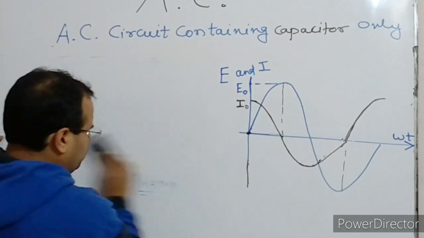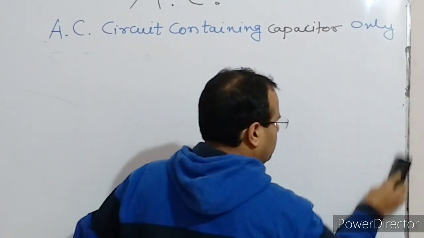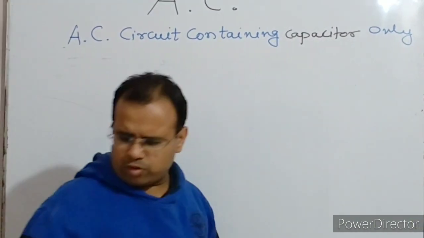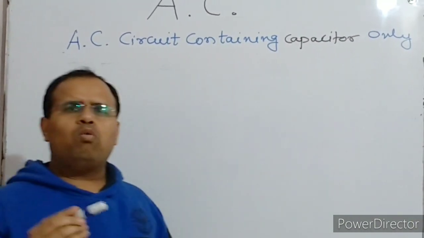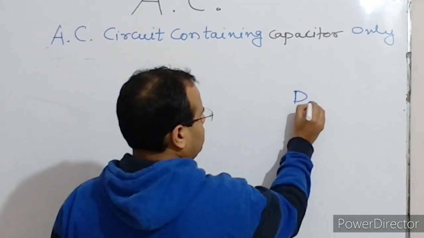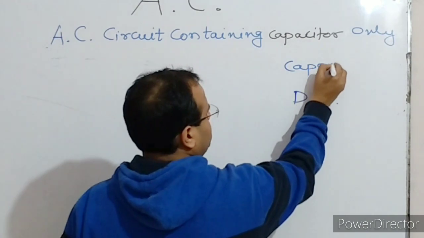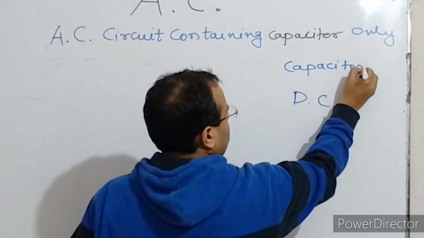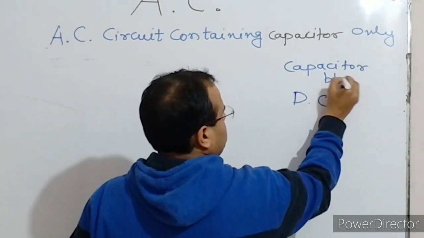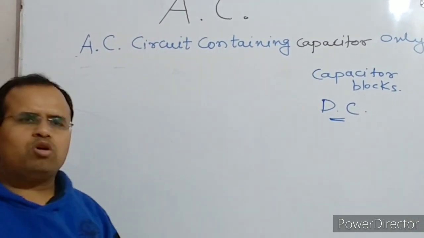Now a few things related with these circuits only. One very important question comes up: why does a capacitor block DC? Why does a capacitor block DC?